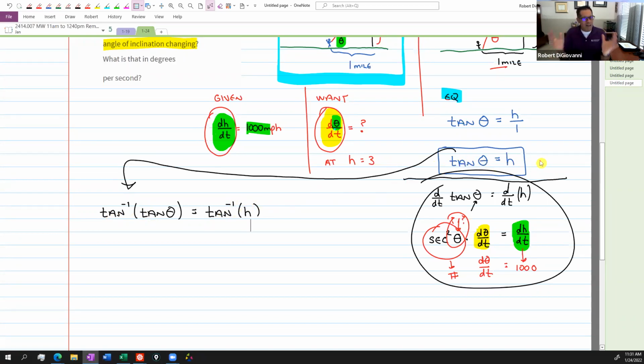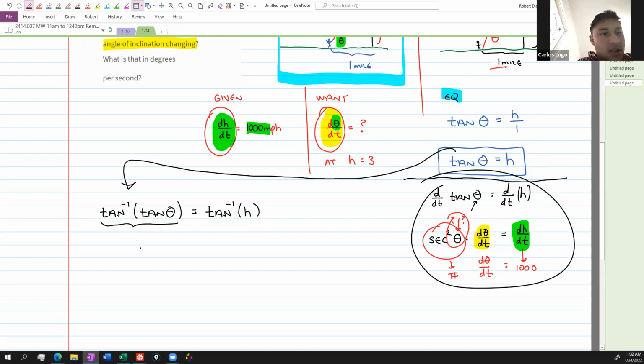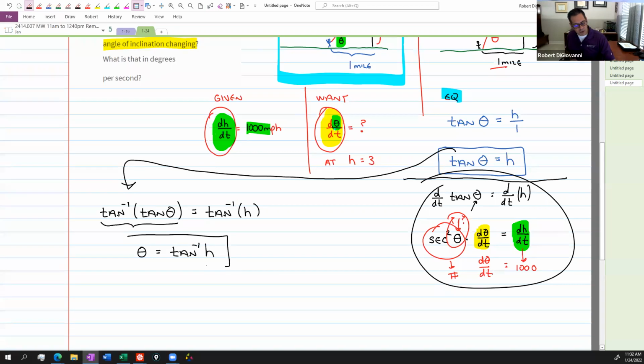And I'm sure you're sitting there going, why do that? Why bring in an inverse trig function? It's going to make things more complicated. Just bear with me, all right? What does the left side become? Just theta. Those two kill each other, don't they? And the right side is tangent inverse of h. Well, this is an equation too, right? These two equations are equivalent. One of them is tangent theta equals h. The other is tangent inverse of h equals theta. But they're both equations that connect theta and h together, yeah?